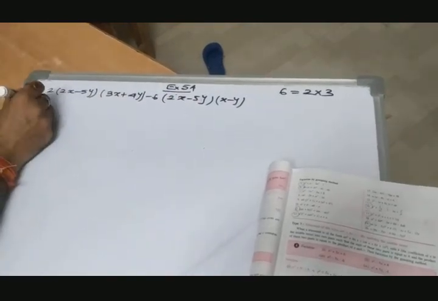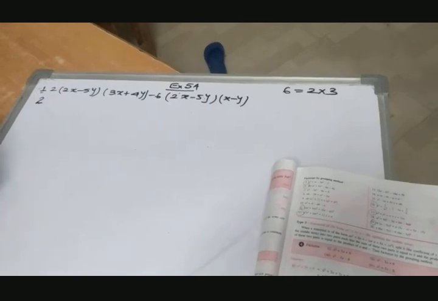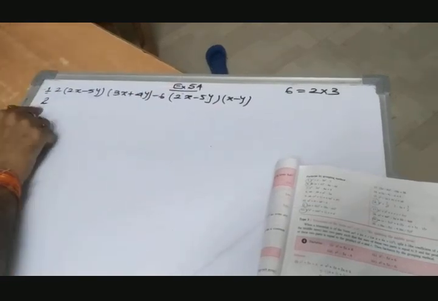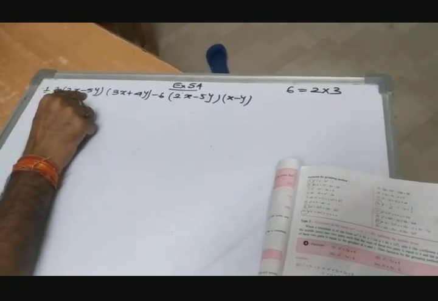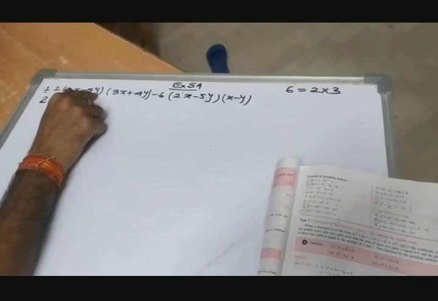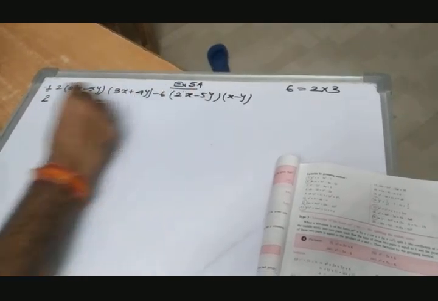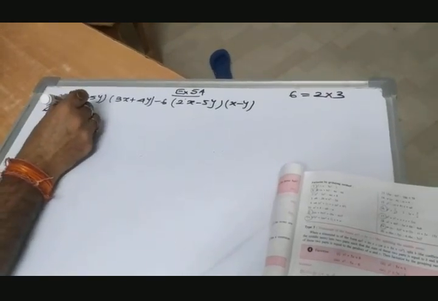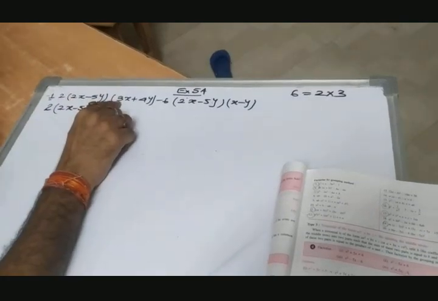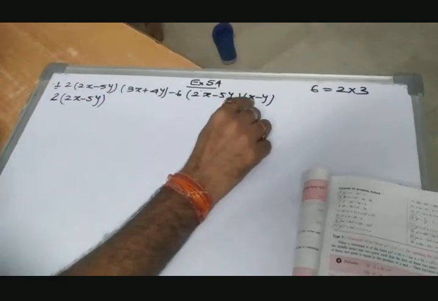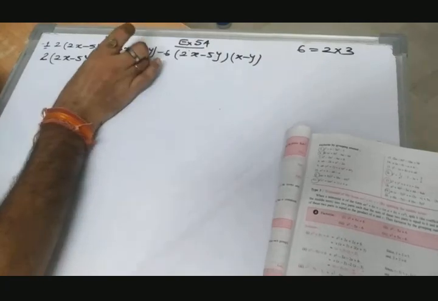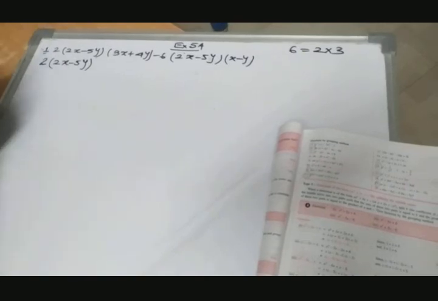So 2 is a common factor, which is the same in both: 2 in this and 2 in this. So 2 is taken as the common. Second, we see that the first bracket is 2x minus 5y, and in the second term also the first bracket is 2x minus 5y. So 2x minus 5y is also taken as the common. Third is 3x plus 4y, but here it is x minus y. These two terms are not the same, so it is not taken as a common.